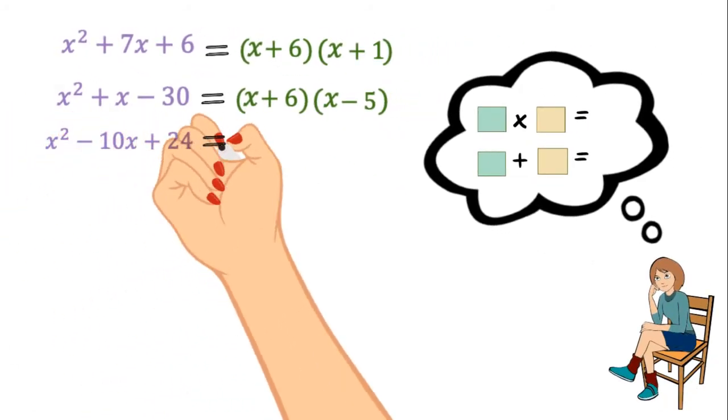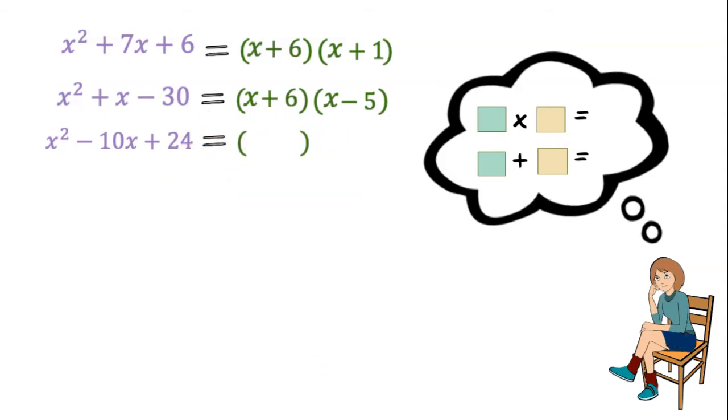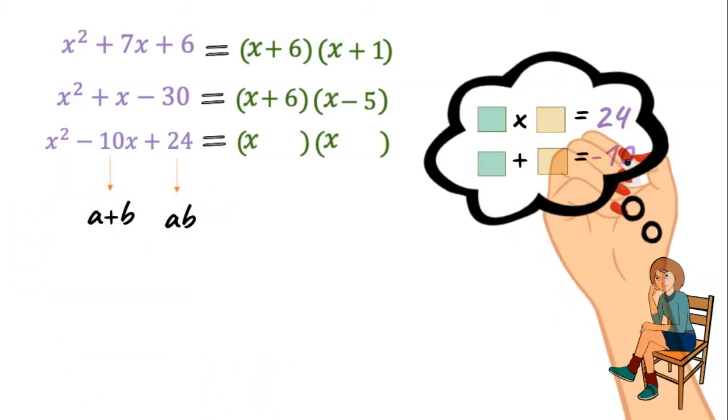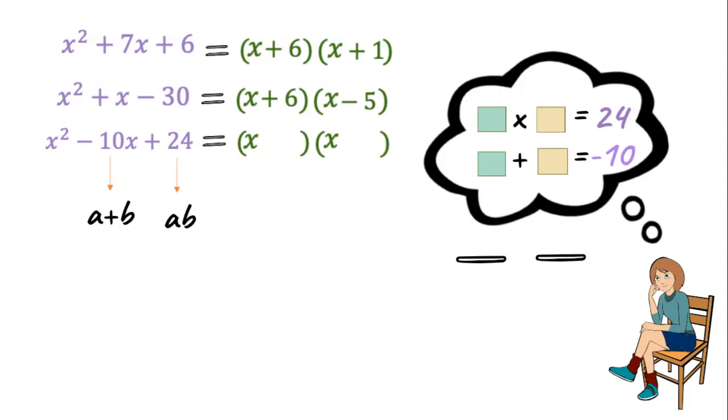So let's look at another example. Same thing again, two brackets, and we need x in each bracket to make that x squared term. Two numbers need to times together to make 24, but plus together to make minus 10. The only way this is possible is if we have two negative numbers, because they need to times together to make a positive, but still add together to make a negative. Pause the video here. We've got minus 4 and minus 6, so they can go into your brackets in any order.